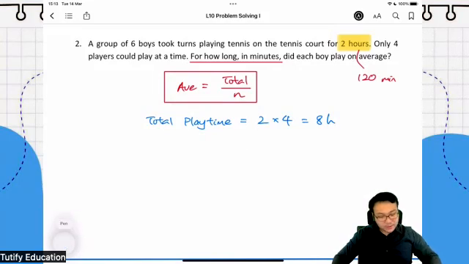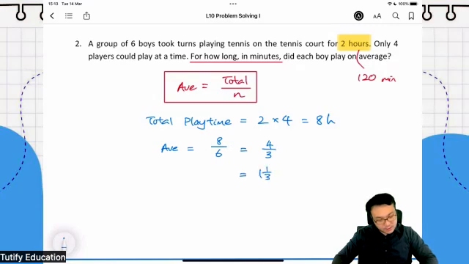Never mind, later then we convert. So now the total play time is 8 hours. Then you can find the average time. So you take 8 hours. Okay, if you have 6 people, then you must divide by 6. So you get 4/3, which is 1 1/3 hours. Can you help me convert this into minutes?